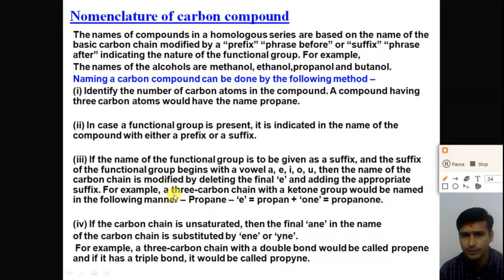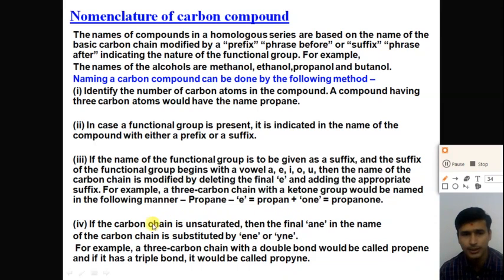Similarly, if we consider the 4 carbon chain with the ketone group, 4 carbon chain is butane, plus one, that is butanone. 5 carbon chain is pentanone. 6 carbon chain, hexanone, with the ketone group. If the alcohol group is there, as we discussed previously, it is ethanol, propanol, butanol, like this, right?